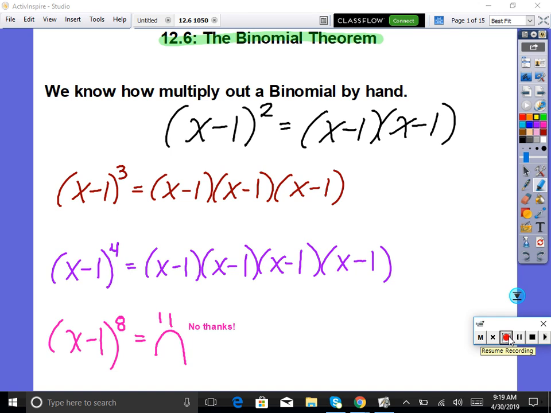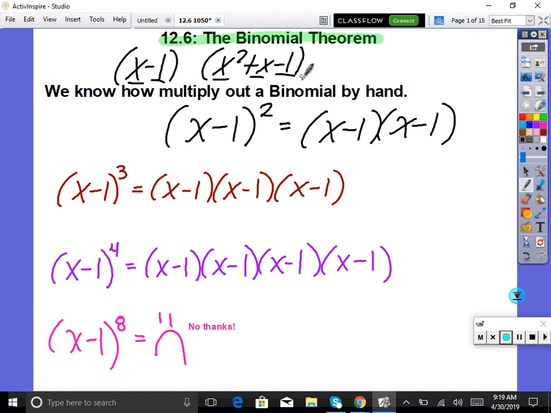Binomial means two terms. Everybody listen, this only works for two terms. So if we're multiplying out two terms, because once again, binomial means two terms. X minus 1 is a binomial. If I have x squared plus x minus 1, that's three terms. That's not a binomial. Yes? No. So we're learning how to multiply out a binomial, but quicker than by hand.